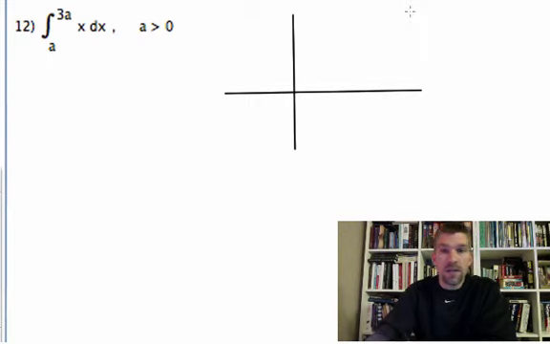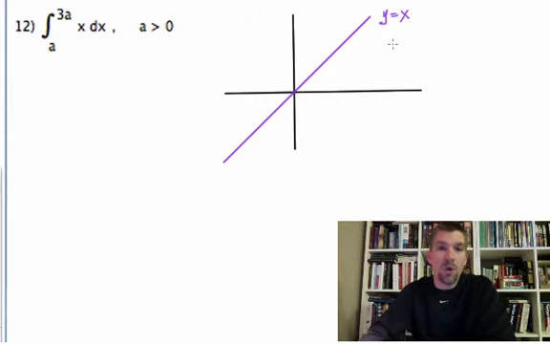Now, the one thing they're telling us is that a has to be larger than 0, which means we're just going to look at the positive side of the x-axis. Okay, so here's my line, y equals x. Now, it tells us we're going to start at a and stop at 3a. So here's a, here's 3a.